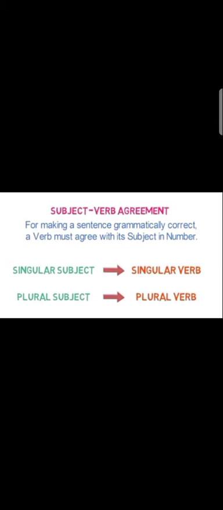But what is subject-verb agreement? For making a sentence grammatically correct, a verb must agree with its subject in number. So students, the basic rule is that if the subject is singular, the verb should also be singular. And if the subject is plural, then the verb will also be plural. So let us look at an example for the better understanding.